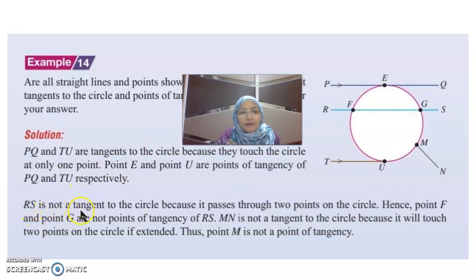RS is not a tangent to the circle because it passes through 2 points on the circle. Hence, point F and point G are not points of tangency of RS. MN is not a tangent to the circle because it will touch 2 points on the circle if extended. Thus, point M is not a point of tangency.